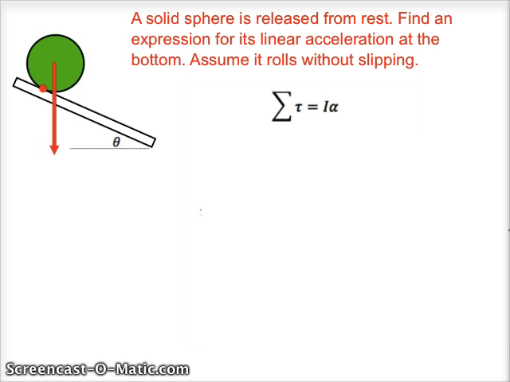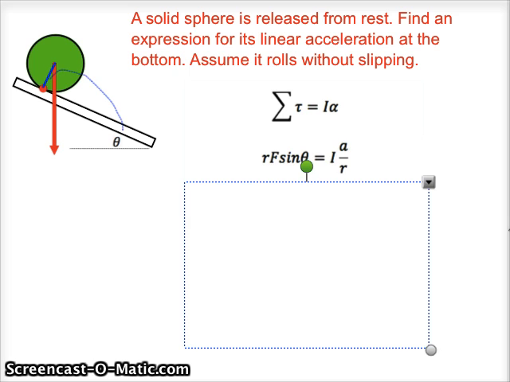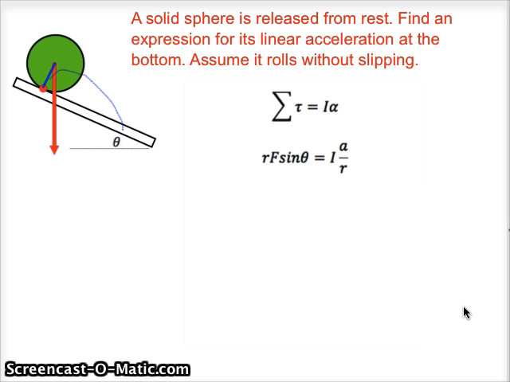Let's take a look at how this solution works out. So first of all, when we're looking at torque, we will only use the force of gravity. The force of friction is right at the contact point, which is what we're using as our reference, as well as the normal force is right through that contact point. So neither one of those produce a torque in this case, but the gravitational force does.